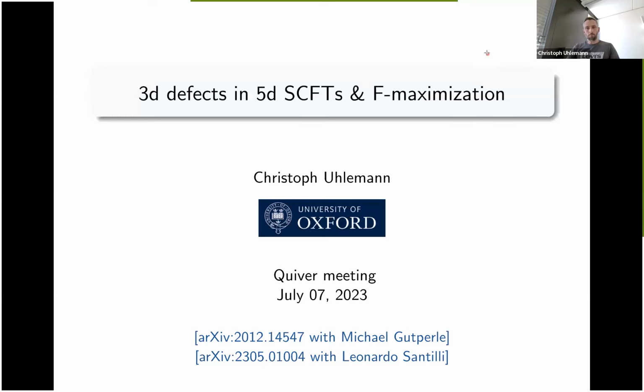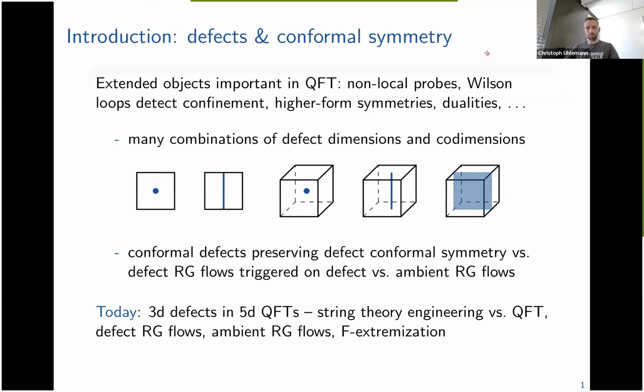So we have 3 main players in the game: defects, higher dimensional field theories, and F-maximization. And the idea to start it off will be to introduce these players a little bit, fix some notation, and recall some aspects which we'll encounter along the way.